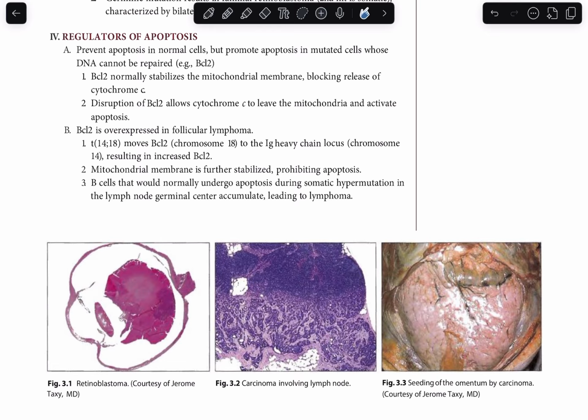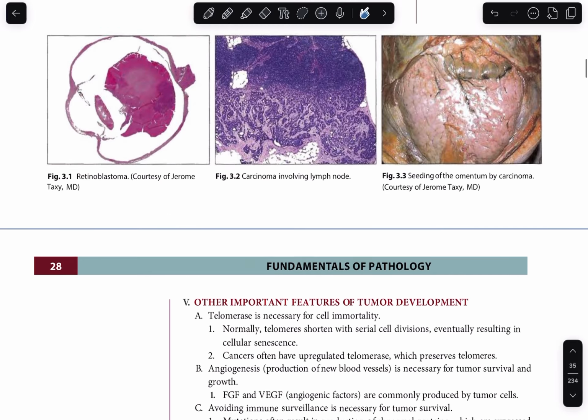Translocation 14;18 moves BCL2 on chromosome 18 to the IG heavy chain locus on chromosome 14, resulting in increased BCL2. The mitochondrial membrane is further stabilized, prohibiting apoptosis. B cells that would normally undergo apoptosis during somatic hypermutation in the lymph node germinal center accumulate, leading to lymphoma.